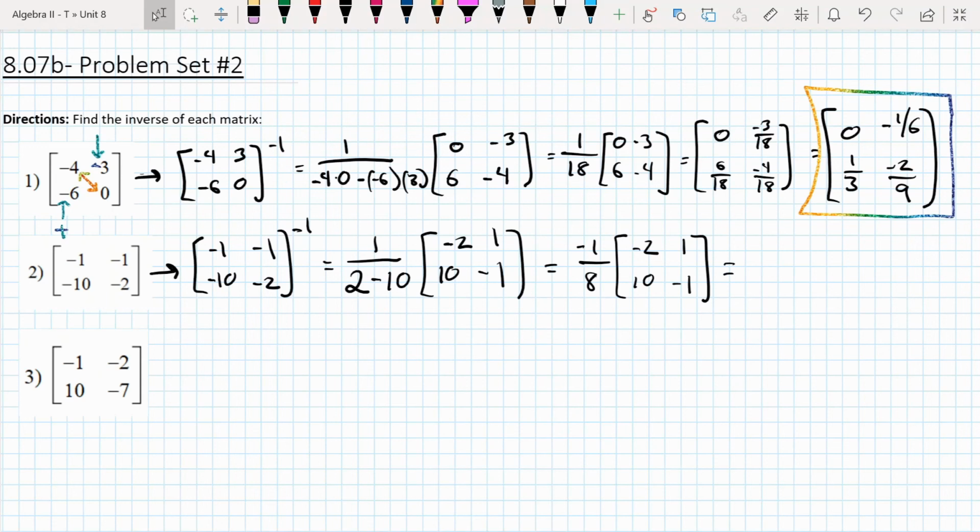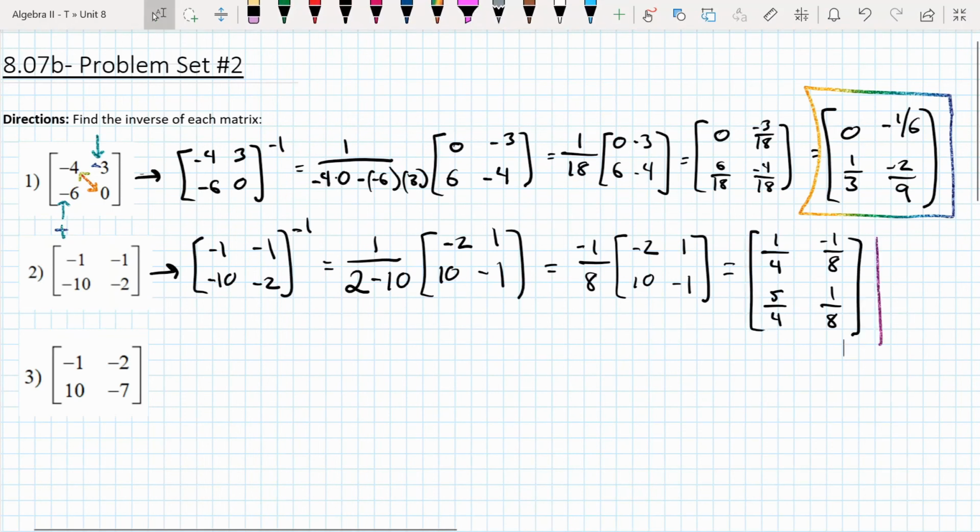Okay? So, if we multiply this through, we get positive 1/4, negative 1/8. 10 over 8 is 5 over 4. And then lastly, this is negative 1 over 8. Or sorry, positive 1 over 8, because they're both negative. So that's our next inverse. A lot of your answers are going to have fractions here because it's 1 over the determinant, so it's usually a fraction.